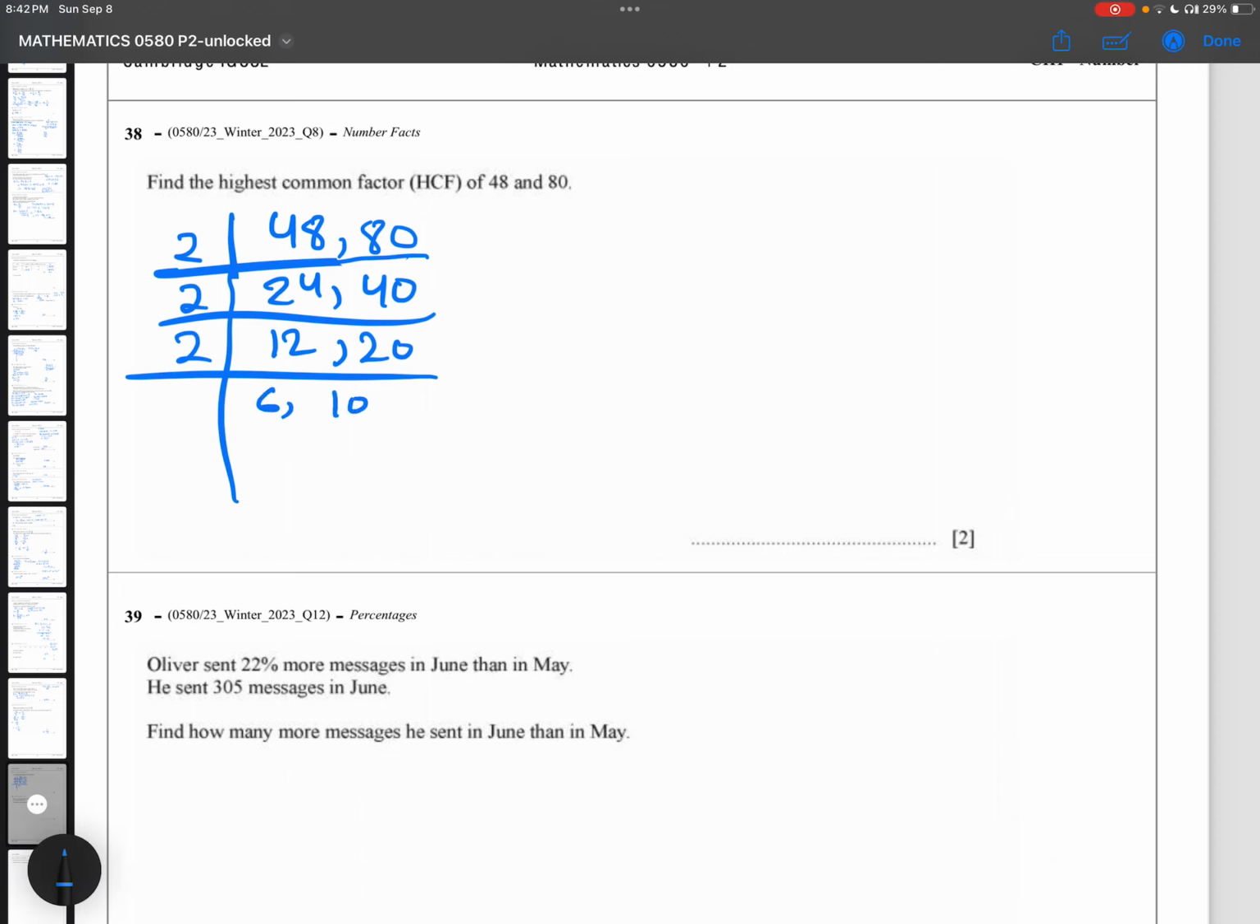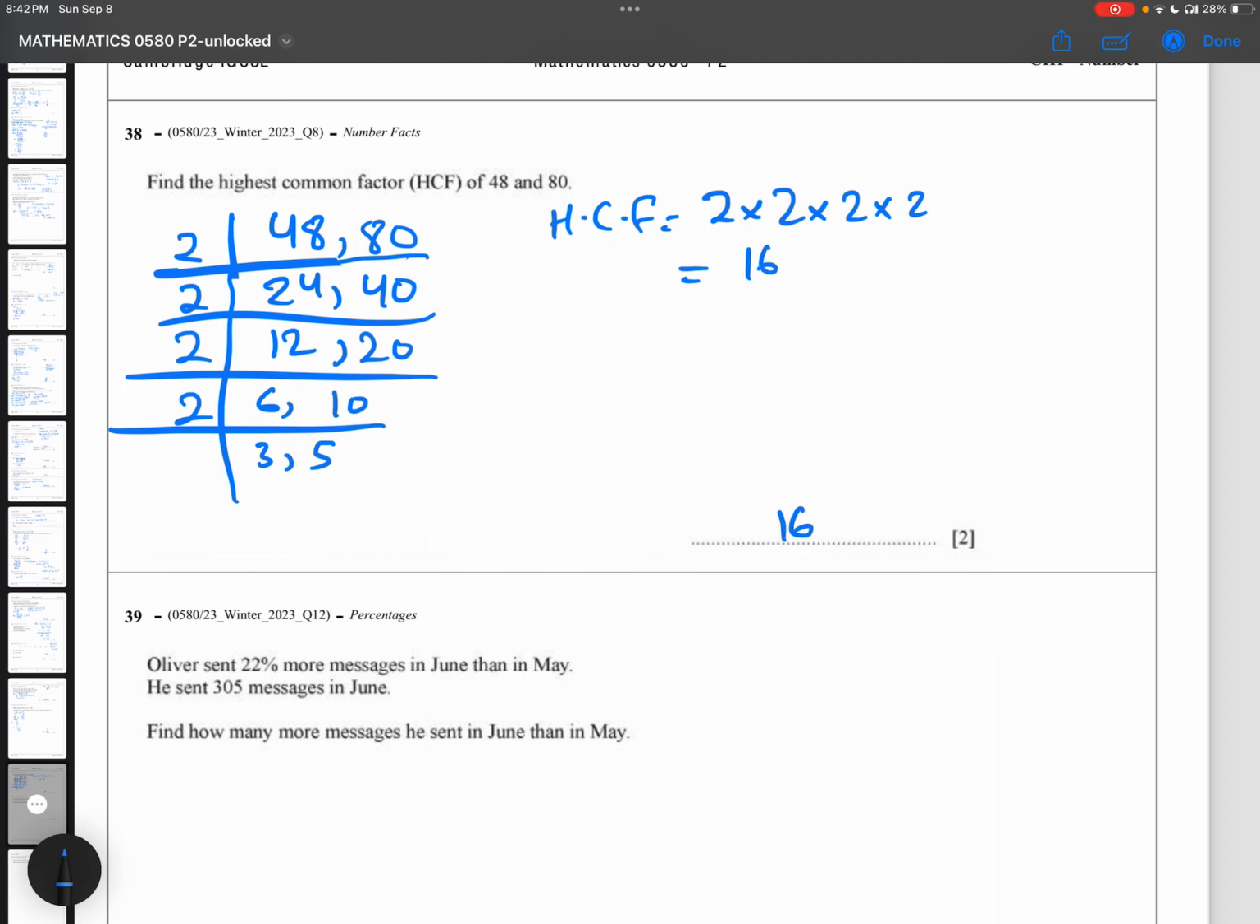So, to find the HCF, we multiply these twos we have got on the left side. 2 multiplied by 2 multiplied by 2 multiplied by 2, and this is equal to 16. 16 is the highest common factor of 48 and 80.